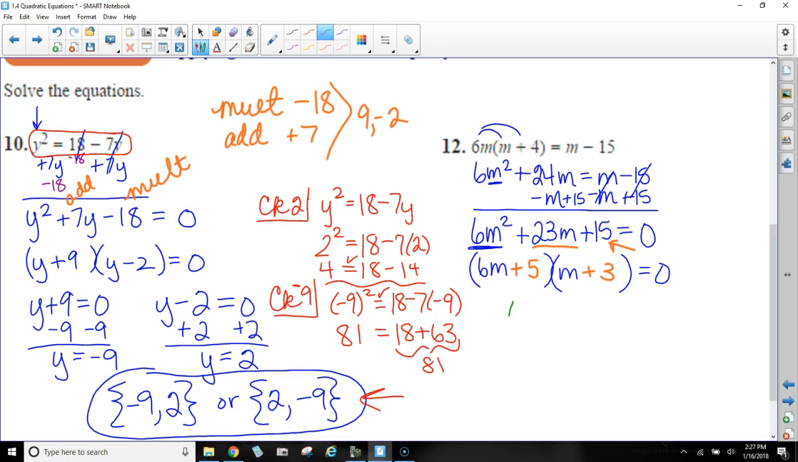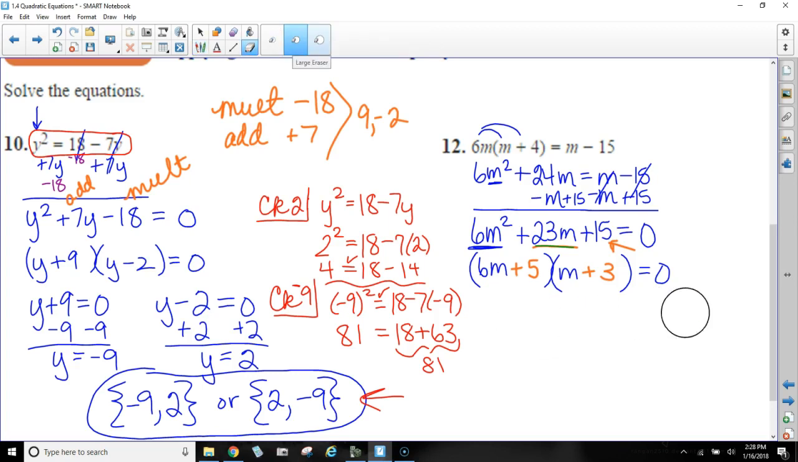First times first is 6m squared. Outer times outer, 6m times 3 is 18m. Inner times inner is a 5m. Ooh, I like that. And last times last, 5 times 3 is 15. And 18m and 5m will combine to give me that 23m. Hooray, we found the way that this thing factors.